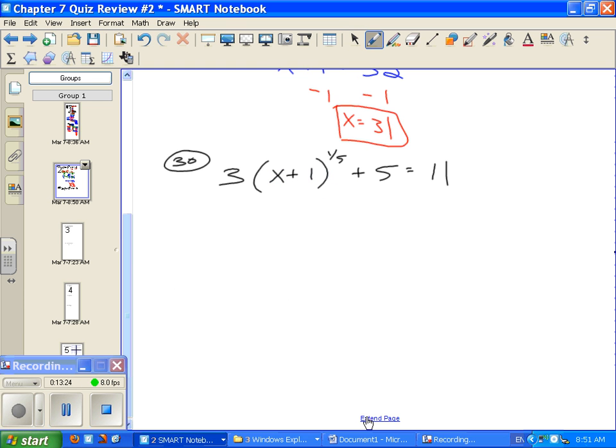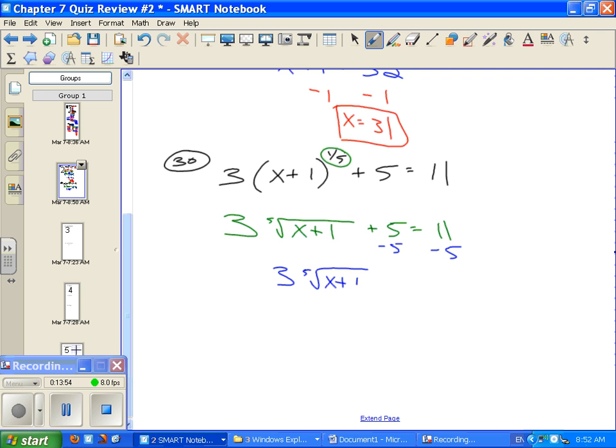Okay, now if we do what Andy said first, he said he didn't like this, right? So he turned it into root format so that it looked like 3 times the 5th root of x plus 1, plus 5 equals 11. Now subtract the 5. So it's the same thing, you just made it look different. Probably this is a little bit easier to see what it is that you need to do. Other than that, all the steps are going to stay the same. Same answer. 3 times the 5th root of x plus 1 equals 6. Then you divide by 3. Yep.